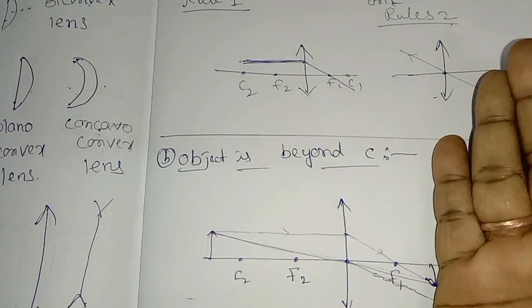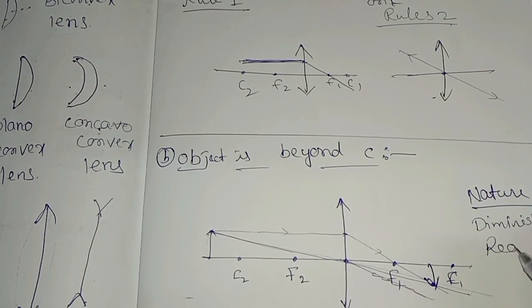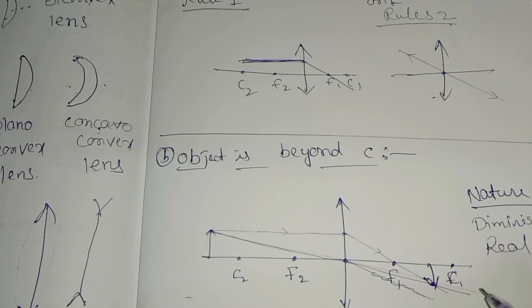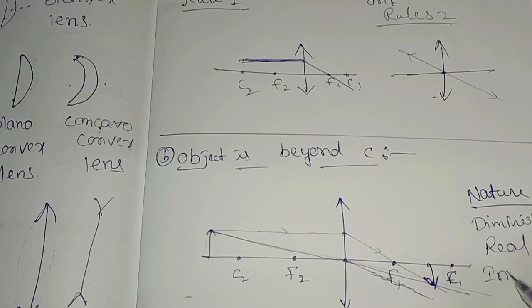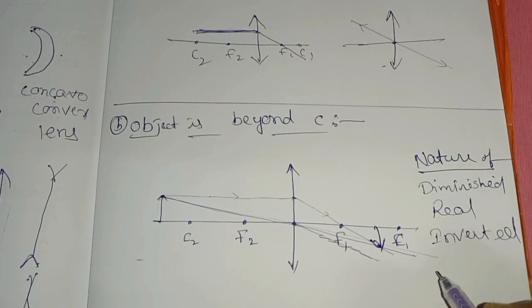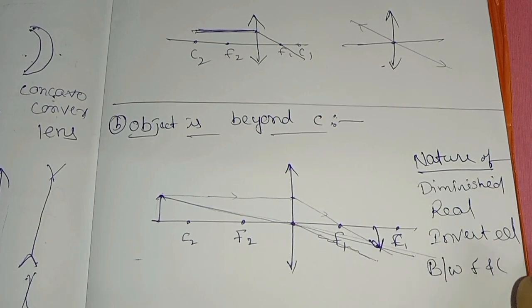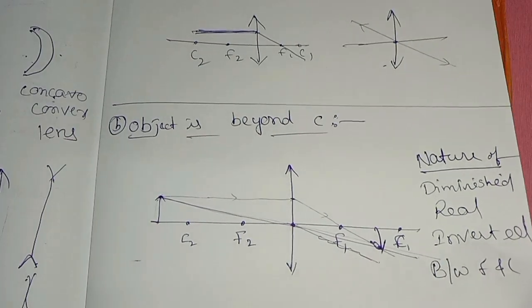If I place a screen, I can capture the image, so it is real. And we get a reverse image, so that is inverted. Where will I get the image? Between F and C. These are the nature of the characters, right?